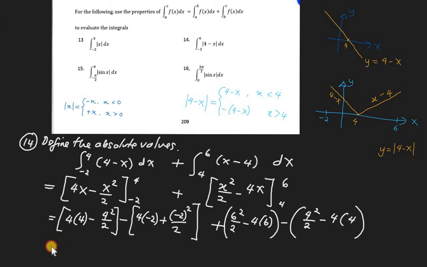So I'm using a calculator. My answer is 20. Compared to your work, do we get a similar answer? So that is question number 14. That is how you should do it: starting with defining your absolute value and integrate, and then use the definition of definite integral to get your answer. This type of question can carry 4 marks.